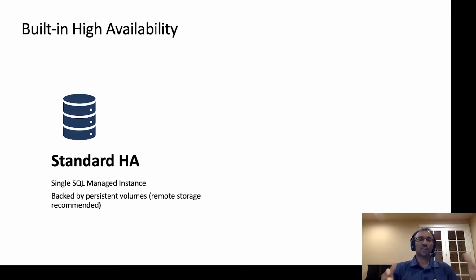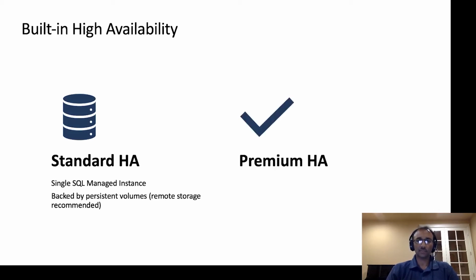So this protects against restarts of this node, in which case the instance will be automatically moved to another Kubernetes node. Say somebody accidentally deleted the pod running your SQL instance, it can get recreated again, right? So this is basically standard HA. In this case, the failover time can be up to minutes, right? So that's standard HA.